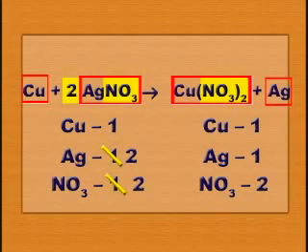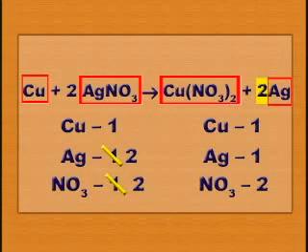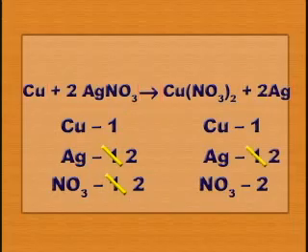Multiplying by 2 will give us 2 silver atoms and 2 nitrate ions on the reactant side of the equation. The nitrate ions are balanced. The problem is, silver isn't balanced now. We can solve that easily, though, if we place a coefficient of 2 in front of silver on the product side. Look closely now at the balanced equation. There is one copper atom on each side of the equation, 2 silver atoms on each side of the equation, and 2 nitrate ions on each side of the equation. Voila! The equation is balanced.